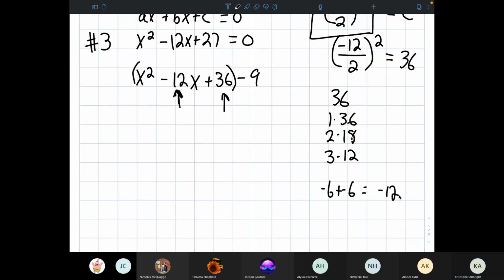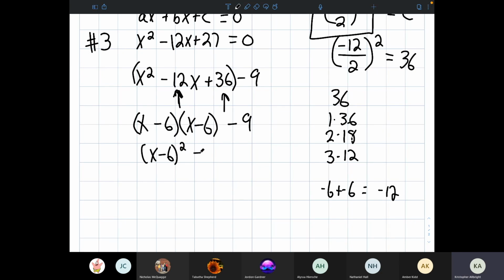So we can break this apart. We can say x minus 6, x minus 6. And this is the factoring process that we learned on Monday. This is step 3. So x minus 6, x minus 6, minus 9. Or we can do x minus 6 squared, same thing, minus 9. And we've still got our equals 0 from up here, I just haven't been writing it. So this should be what you get at the end of the third box.